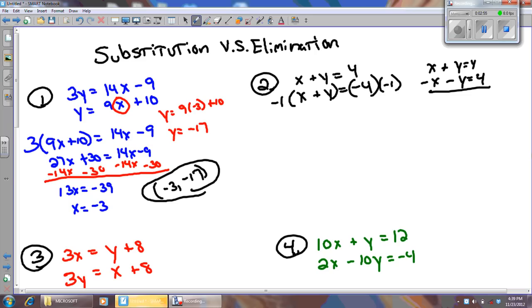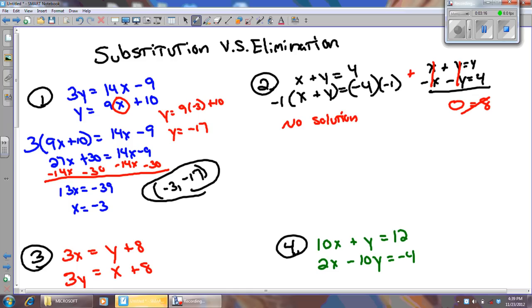When I add them together, my x's are going to cancel, my y's are going to cancel. Please don't say there's nothing left. Please say getting 0 on the left-hand side, and then 8. Hey, wait a minute, can 0 equal 8? No, 0 cannot equal 8. This system has no solution.